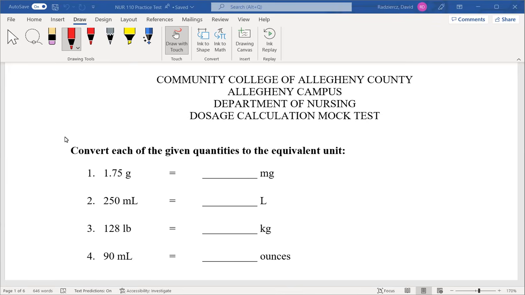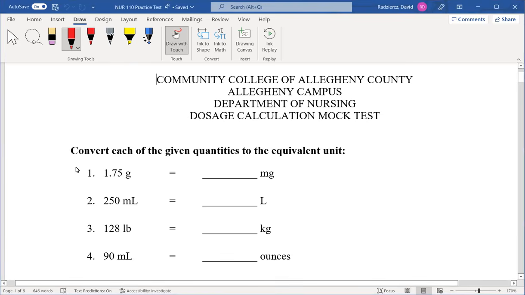And I recommended this last week, that you write these things down before you take your test. And those are your equivalents or your conversions. So you should know how to go from milligrams to grams, micrograms to milligrams, milliliters to liters, ounces to milliliters, pounds to kilograms. You need to know how to do those things because you're going to be asked how to do that on this test, as this mock test shows. So what I'm going to do is I'm just going to go through and work through these.